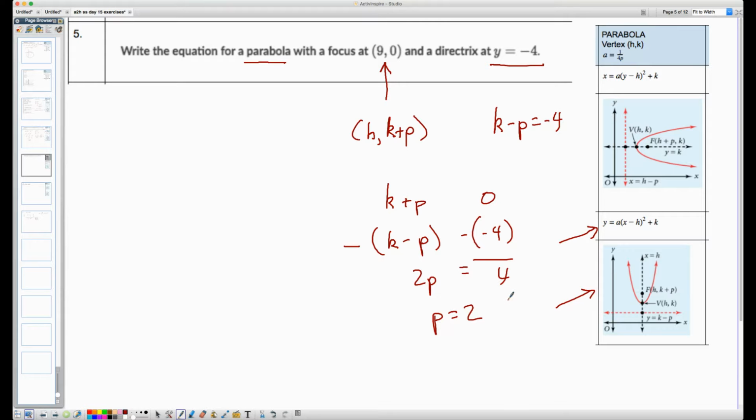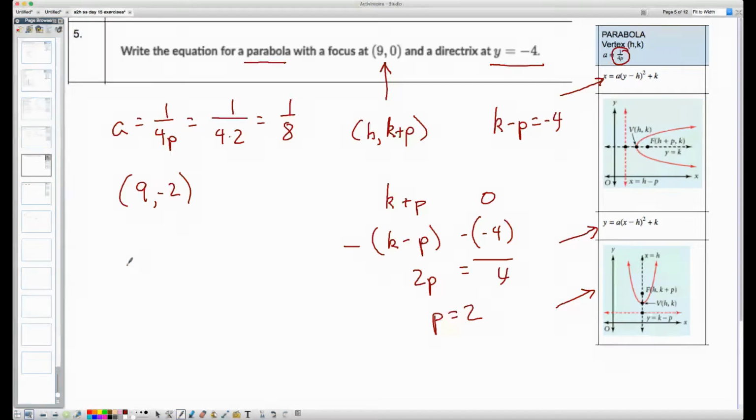With this information, I can write the equation. I now know a. a is equal to 1 over 4p, which is 1 over 4 times 2, which is 1 over 8. I need to know the center. My h value is 9. My k plus p is 0. k minus p is negative 4. So k must be negative 2.